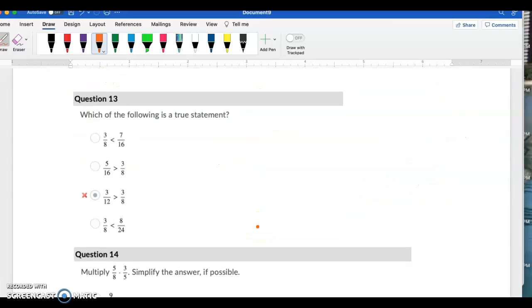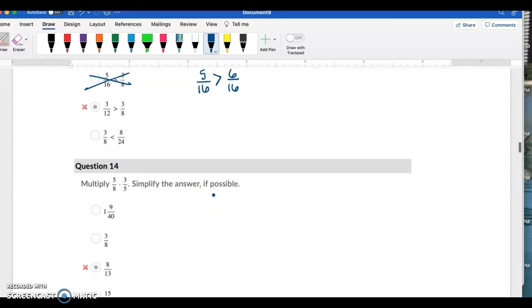All right, let's take a look at 13. Which of the following is a true statement? So again, you want to get these to reduce. I'll try the second one here to kind of get it to be the same. So this is 16 and this is 8. If I want to make them both 16ths, then I can compare them more easily. So I can multiply the 8 by 2, which gives me 16, and 3 by 2, which gives me 6. So is 5 out of 16 greater than 6 out of 16? No, it's smaller. So try to get a common denominator and then compare them.